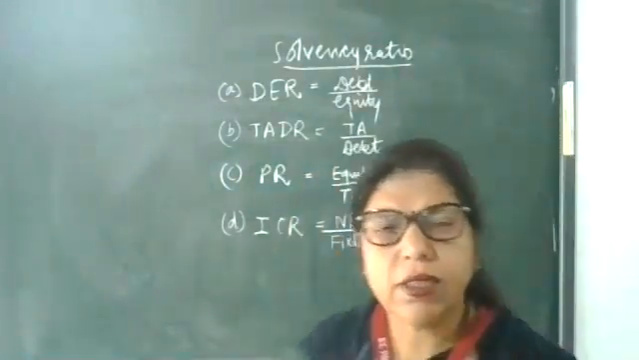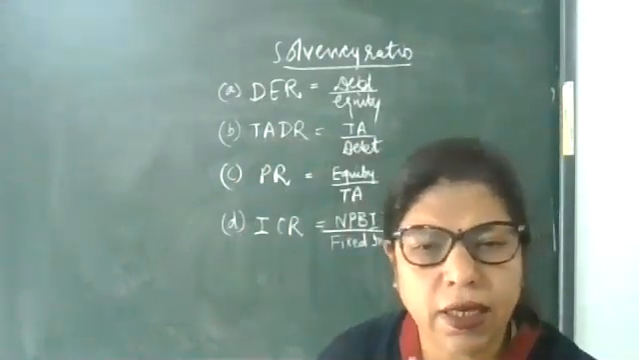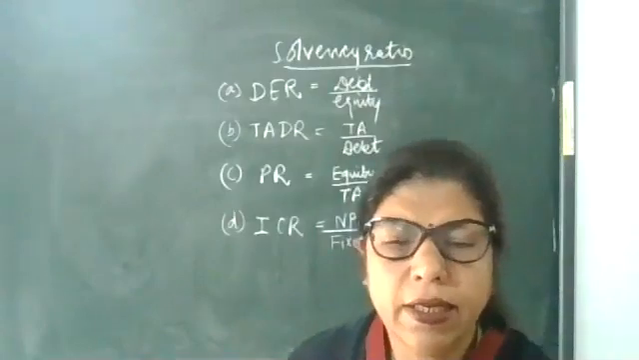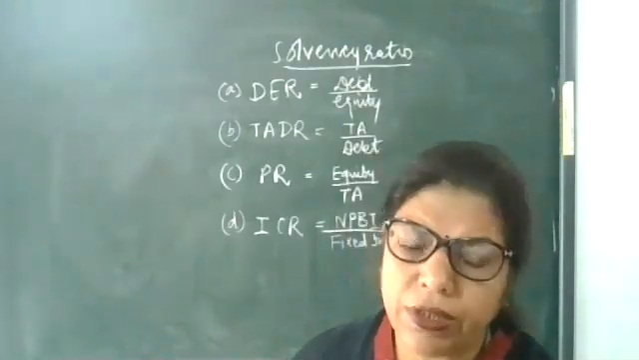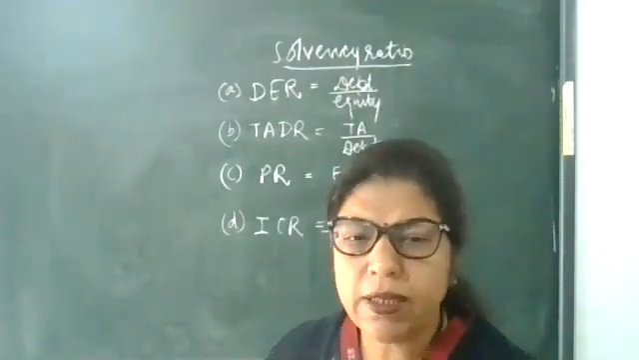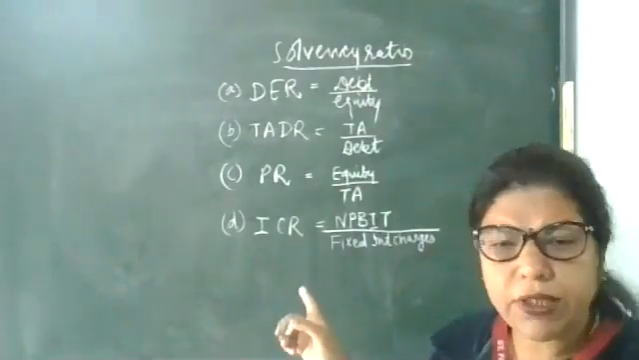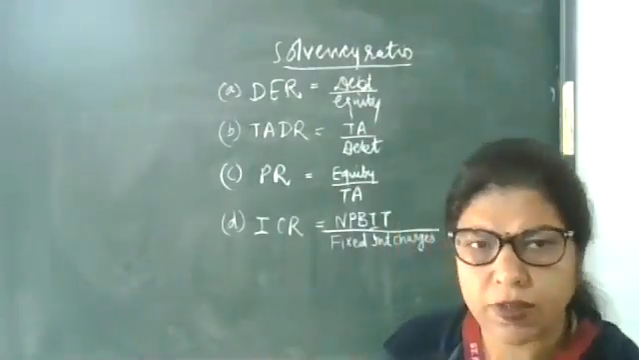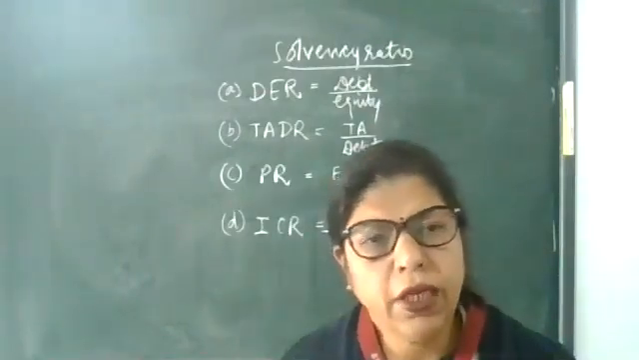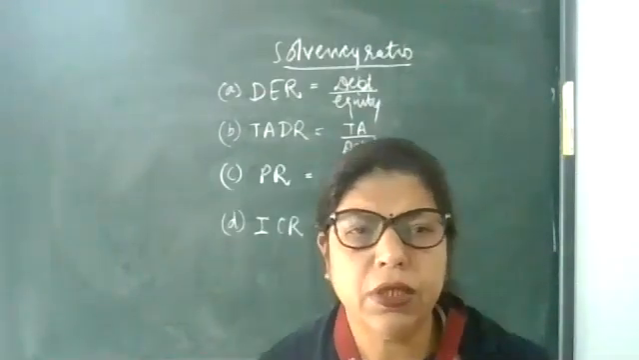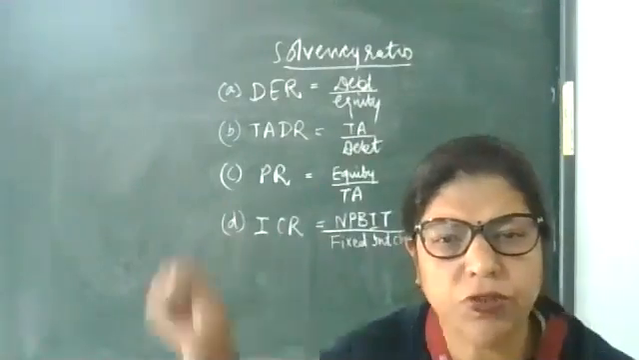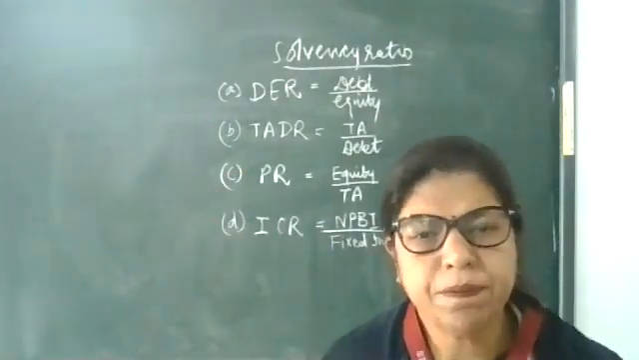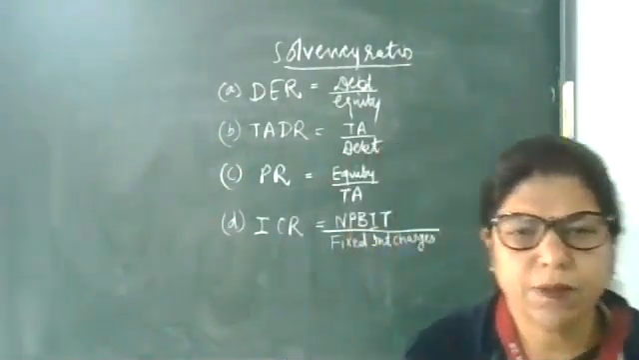And last is ICR. Please note down, ICR means interest coverage ratio. The formula is NPBIT upon fixed interest charges. Now we are going to do a numerical in which you will get all the points of view. Okay? Yes, please.